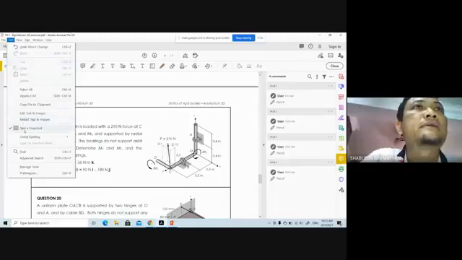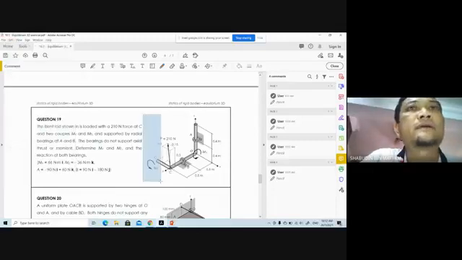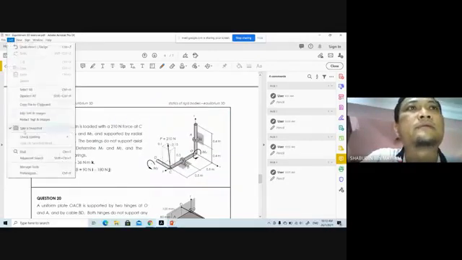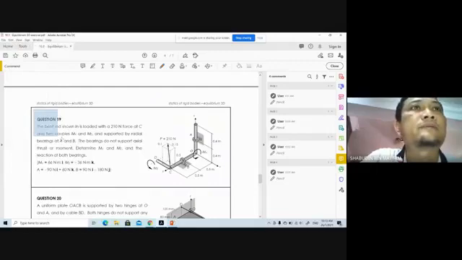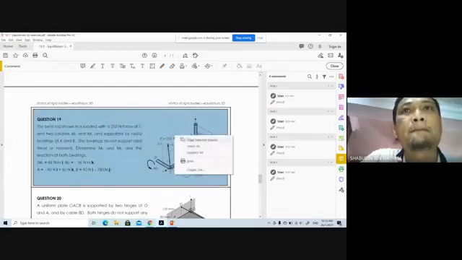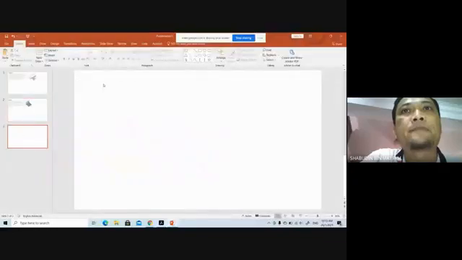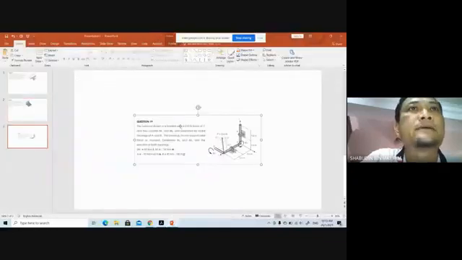File, edit, take a snapshot of here, from there to there. No, from there to there, from here. Edit, take a snapshot of it. Copy, and this, move to here. Paste.